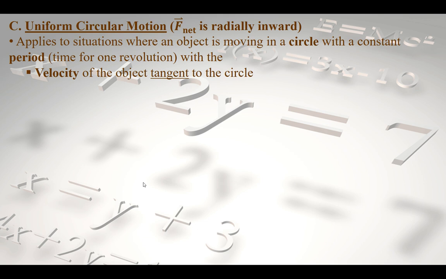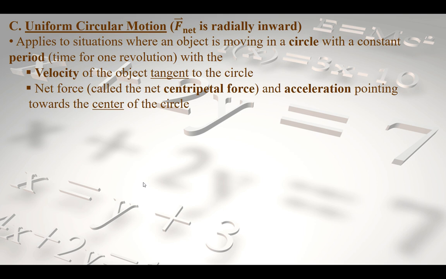Now, when an object moves in uniform circular motion, we'll show a diagram for this in a moment, but the velocity of the object is tangent to the circle in terms of its direction, and the net force, which we're going to give a special name, we're going to call it the net centripetal force. The word centripetal means center seeking. So both the net centripetal force and the acceleration point towards the center of the circle.